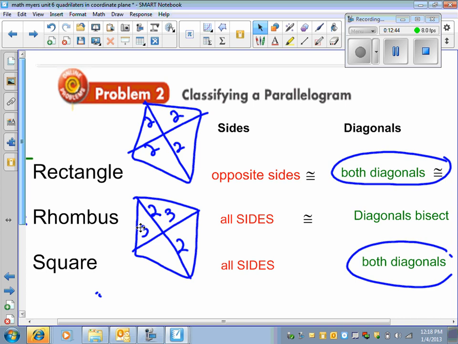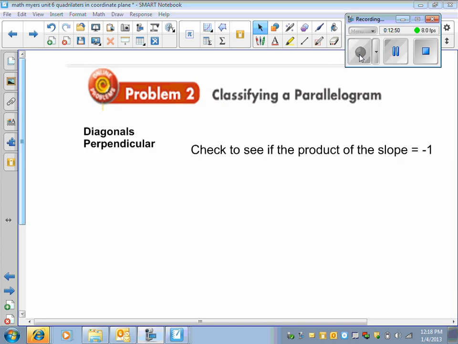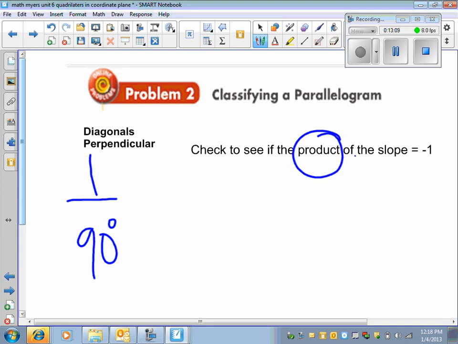So these are just little nuggets and tidbits to help you distinguish between giving a precise name for something. Something else you want to take special note of: diagonals are perpendicular. Perpendicular, this is the symbol, and this is the degree. To check, see if the product of the slopes is equal to -1. You want to know if it's perpendicular, check to see if you multiply, will the product come out to -1?